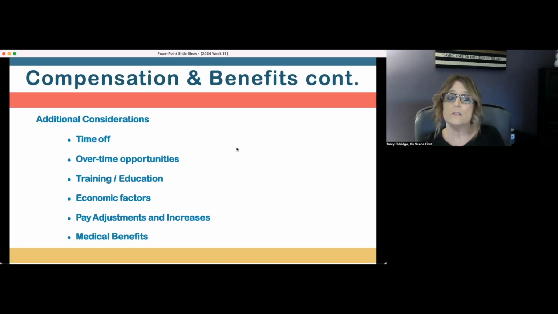Some additional considerations for our compensation benefits: additional compensation could be what their time off is, what their overtime opportunities are. Do they get additional education and training? Economic factors, pay adjustments and increases, and what their medical benefits are.